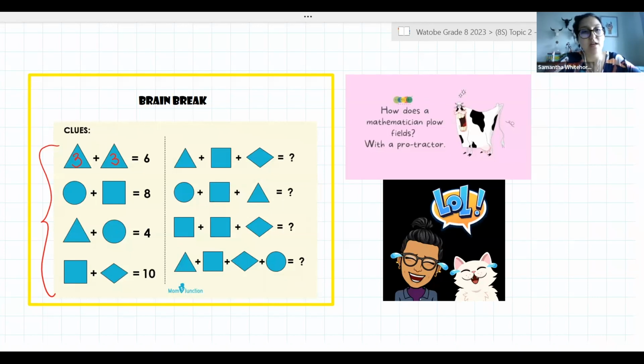Alrighty. Okay, so Motabang's helped us. We know all of the triangles are 3. So wherever I see a triangle, I'm going to put 3 down so that I know that I've got the value there.